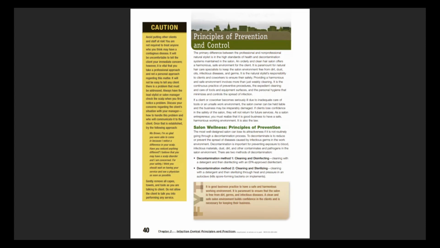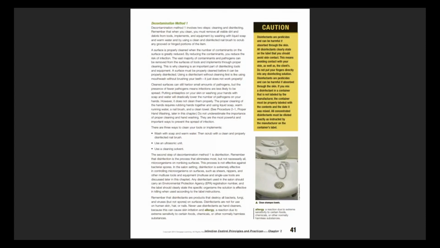Decontamination method one, cleaning and disinfecting. Cleaning with a detergent and then disinfecting with the EPA approved disinfectant. Decontamination method two, cleaning and sterilizing. Cleaning with the detergent and then sterilizing through heat and pressure in an autoclave kills spore forming bacteria on implements. Decontamination method one involves two steps, cleaning and disinfecting.